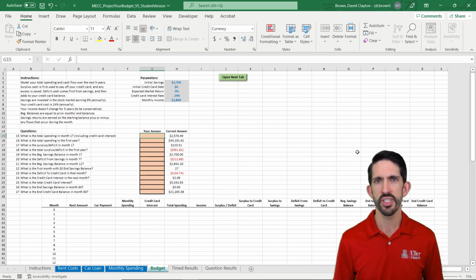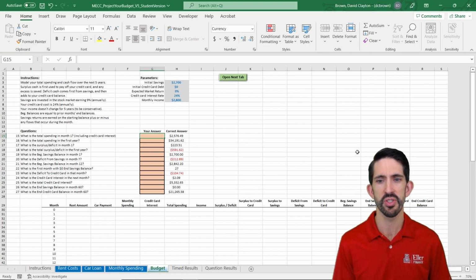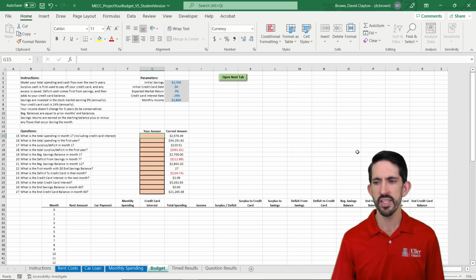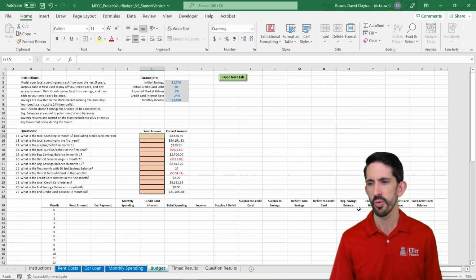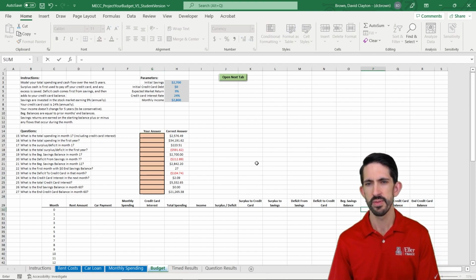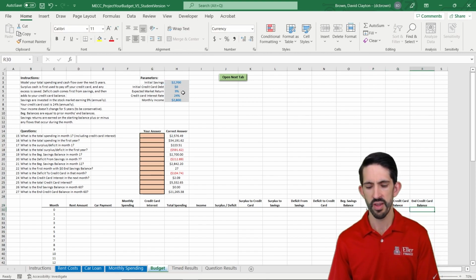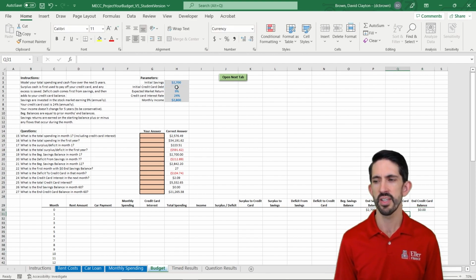All right, so we're on our budget tab and we have a number of things going on here. I'm going to start at the big picture and we're going to kind of narrow down, and we'll also zoom in as we start building formulas. The idea here is that at time zero, we're going to start with some amount in our savings. So our ending savings balance is 2,700. We have no credit card balance to start, no credit card debt yet. So that's what we start out with in time zero.